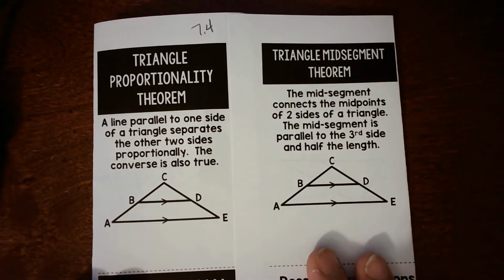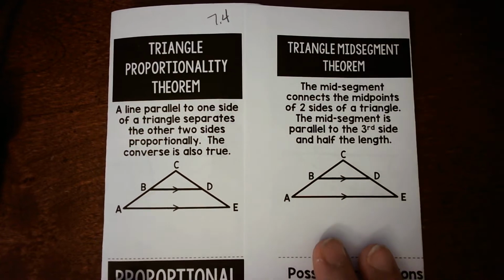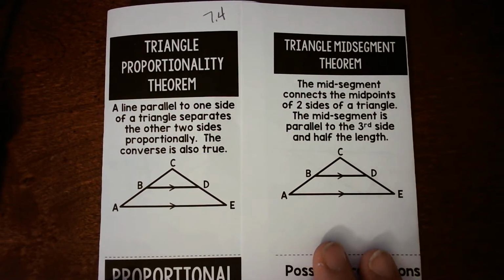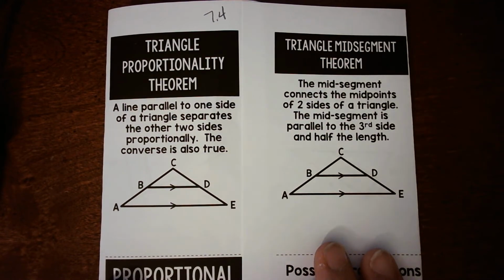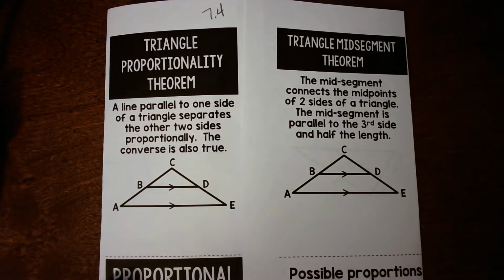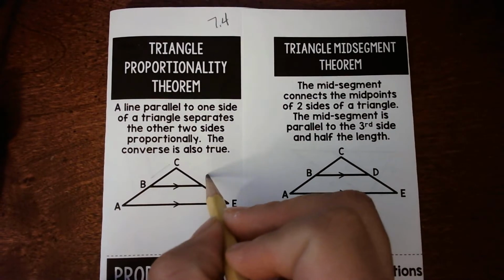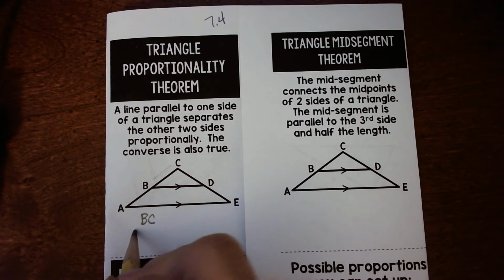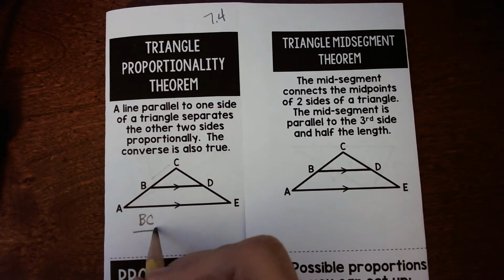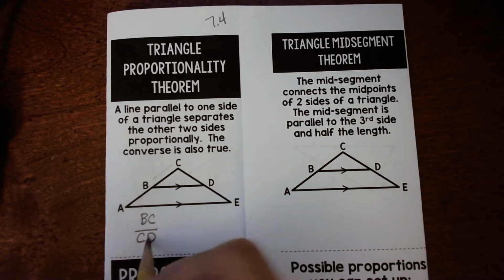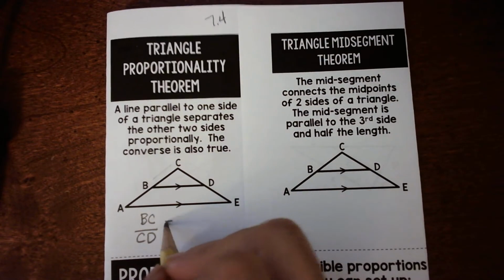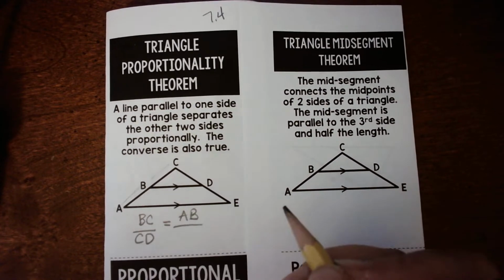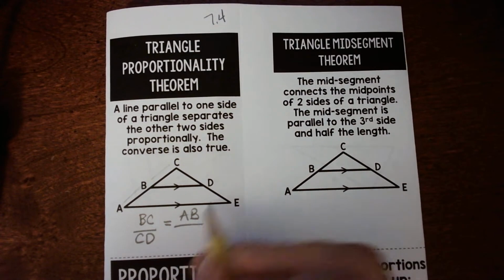We need to learn the triangle proportionality theorem. And what that means is that a line parallel to one side of the triangle separates the two sides proportionally. And the converse is also true. What does that mean? That means that this side is proportional to this side. So we write that BC will be compared to the side CD, and that's going to be equal to AB divided by DE.